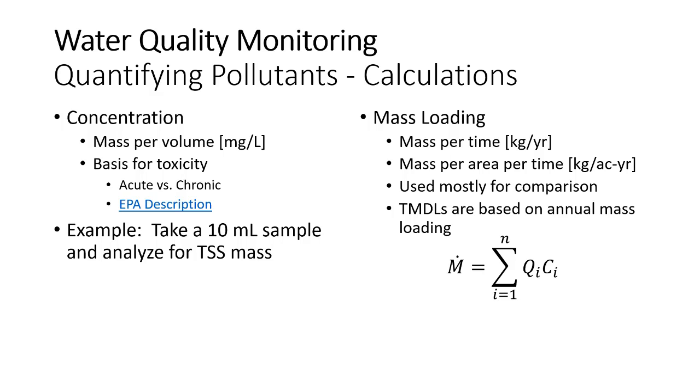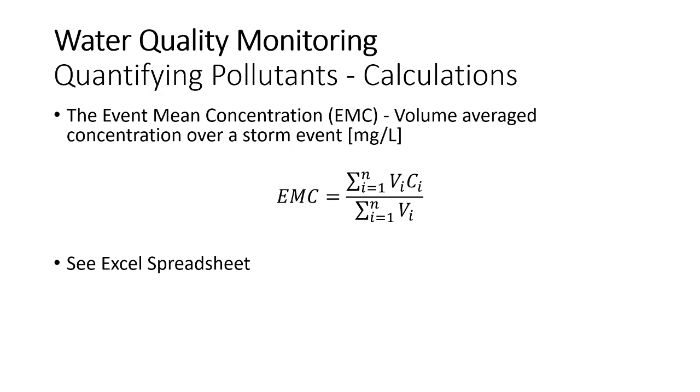So actually, let's do some calculations now. And what I'm going to do is I'm going to change the terms of this equation, because this kind of works out. You can use flow or volume, but we're going to use volume for this because it's a little bit easier to understand. Okay, so this sort of measurement, this metric, the event mean concentration, is kind of the average concentration over an entire storm event.